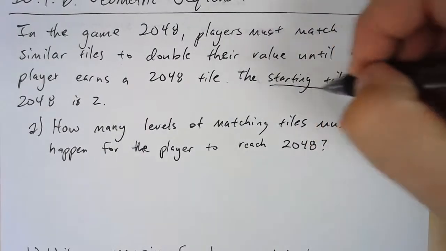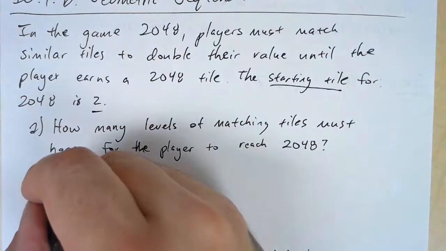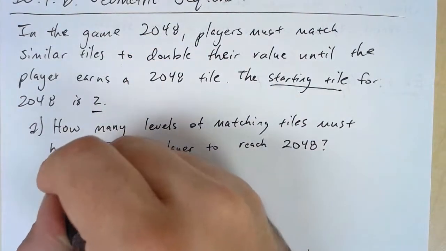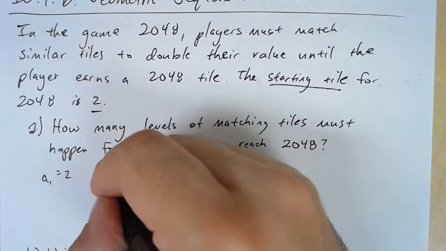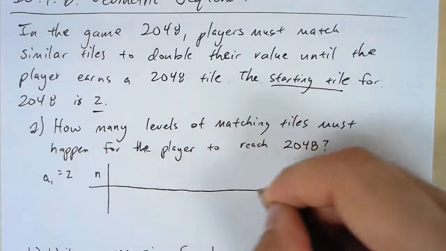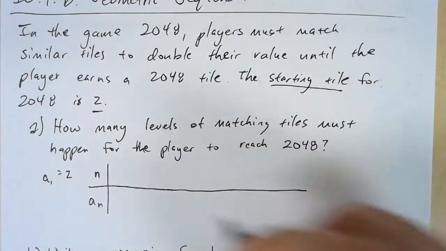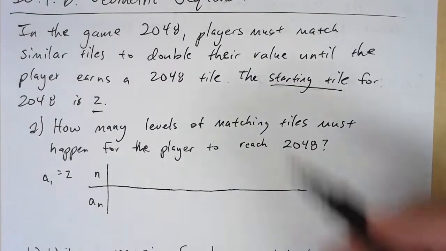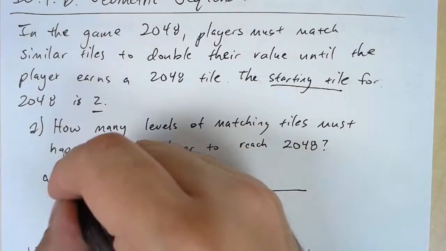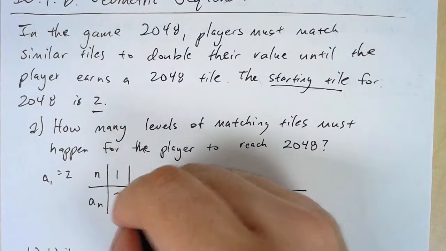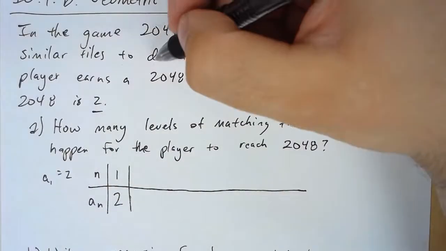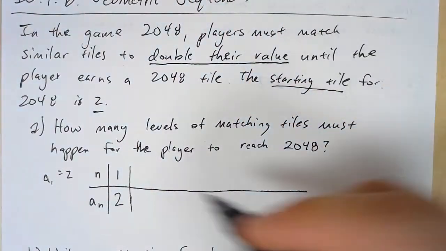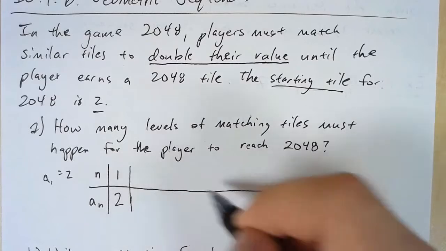So if we know the starting tile is 2, that says a sub 1 equals 2. So if we say our n is the number of matches we have to make, our a sub n is the number they have when they're matched. So the first one we come out with is a 2. We say they double their value. That says we're going to multiply by 2 every single time.